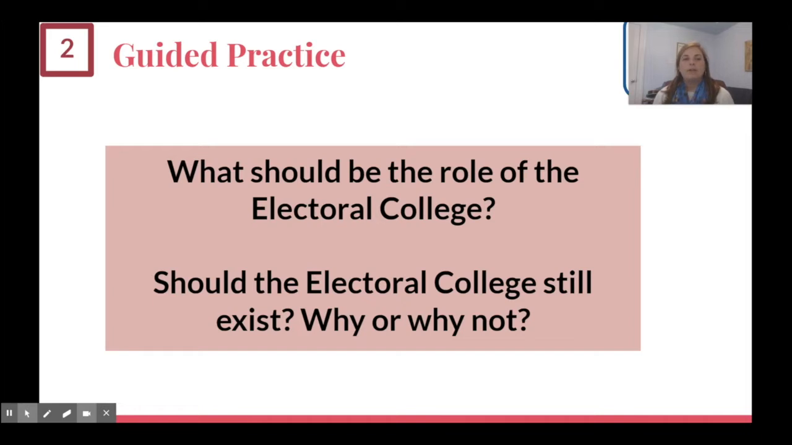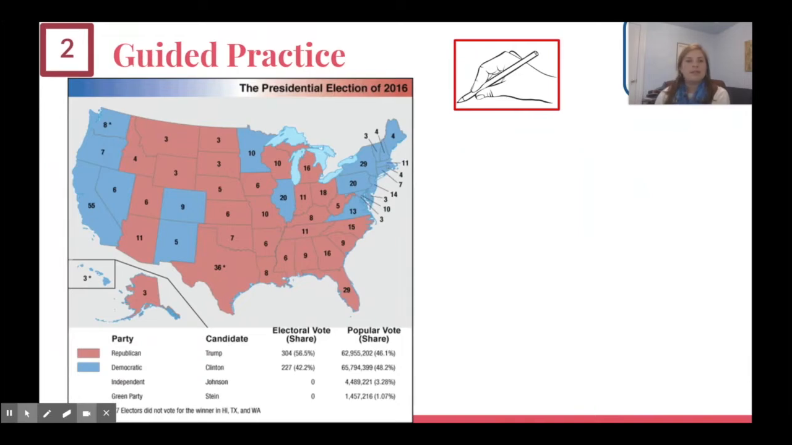So to begin, we're first going to look at a real-life example of when the existence of the Electoral College can cause a controversy or a disagreement in our political system. So we're going to look at the 2016 presidential election. Do you remember what that was about? Right, so that was Donald Trump versus Hillary Clinton. It was our most recent one.